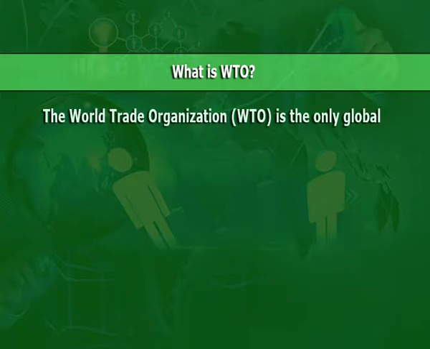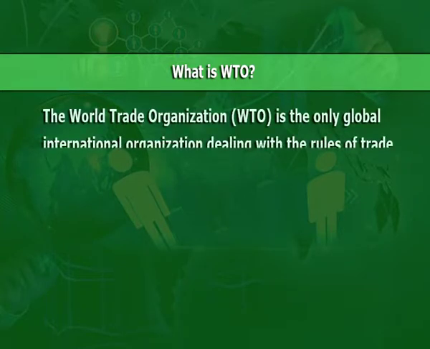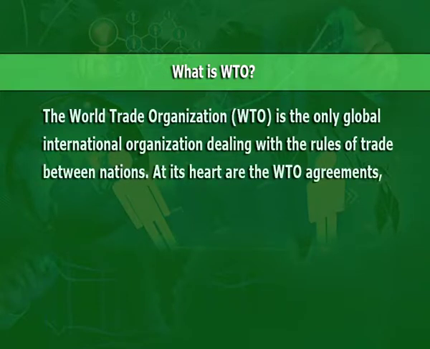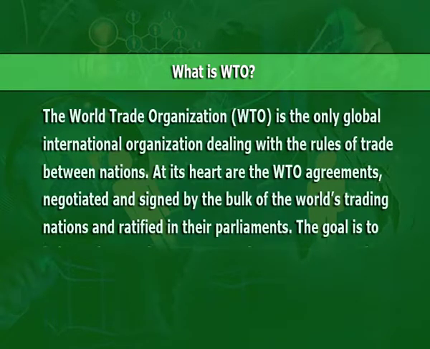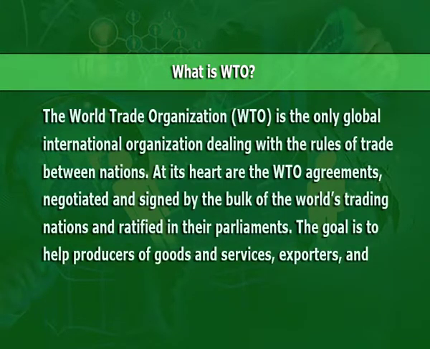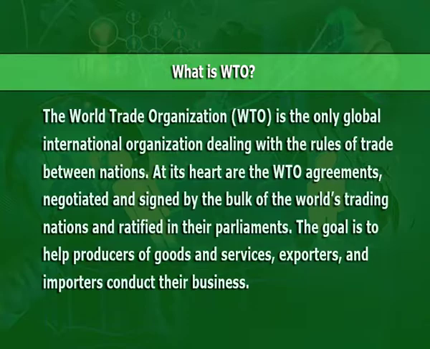The World Trade Organization, known as WTO, is the only global international organization dealing with the rules of trade between nations. At its heart are the WTO agreements negotiated and signed by the bulk of the world's trading nations and ratified in their parliaments. The goal is to help producers of goods and services, exporters and importers conduct their business. But the WTO is not just about opening markets, and in some circumstances, its rules support maintaining trade barriers. For example, to protect consumers or prevent the spread of disease.